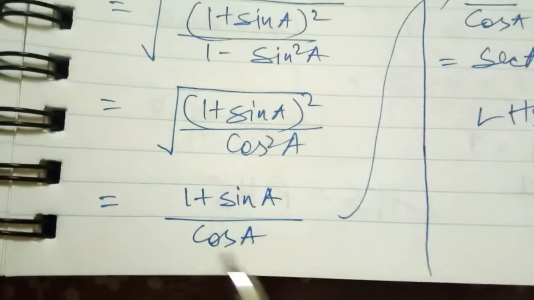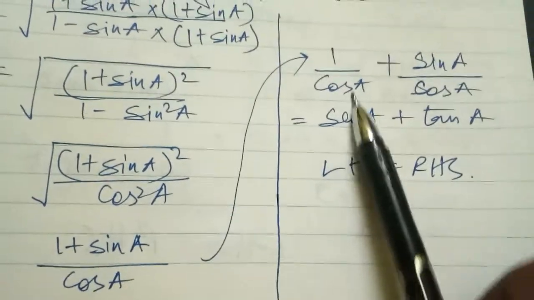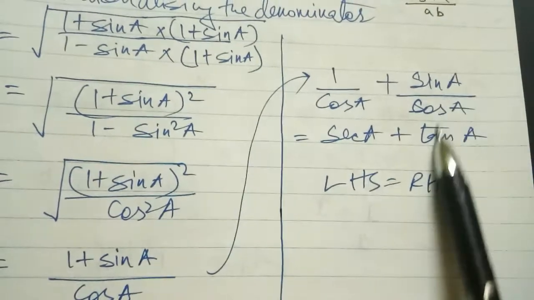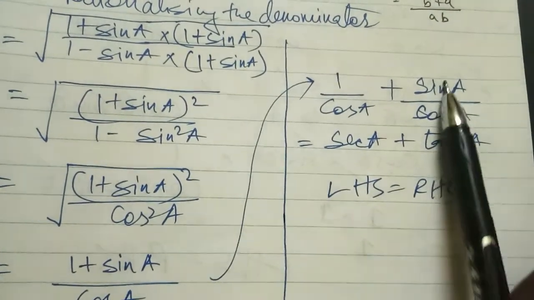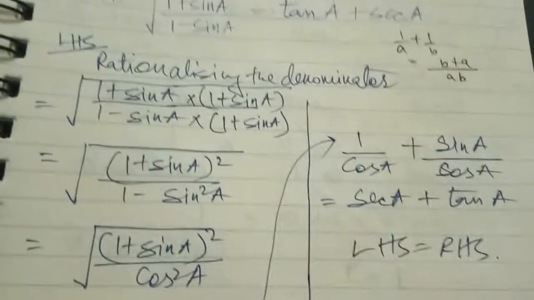Same here also. What I've done from here, I have just done the division part: 1 by cos a plus sin a by cos a. Then 1 by cos a is written as what? Sec a. And sin a by cos a is written as what? Tan a. Hence proved that LHS equals RHS.